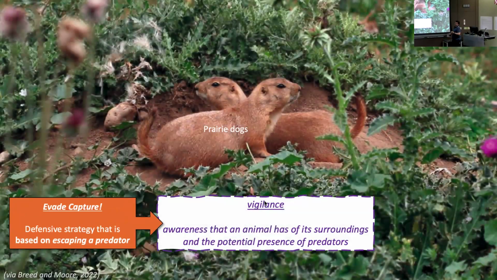The other way to evade capture is through vigilance, and you see this a lot in social animals. So prairie dogs, if one of them sees a potential predator, can make an alarm call, which will alert oftentimes other related prairie dogs. So the idea behind vigilance is that if an animal or a group of animals devotes some of their time to keeping an eye out for predators, that is another way you can defend yourself.